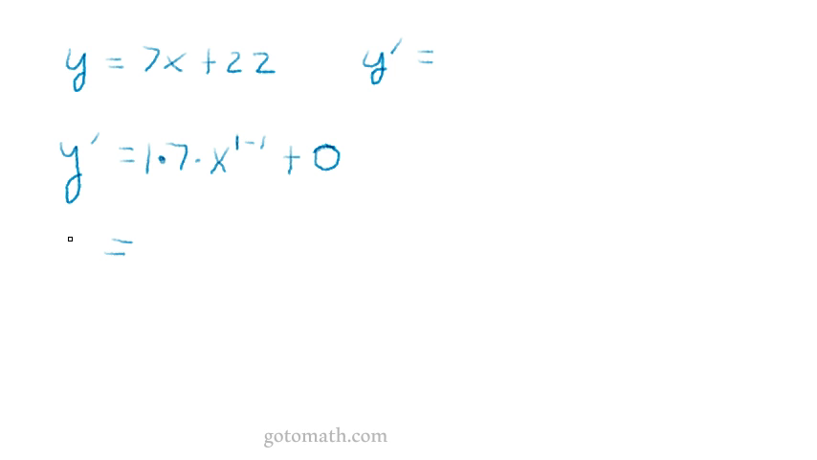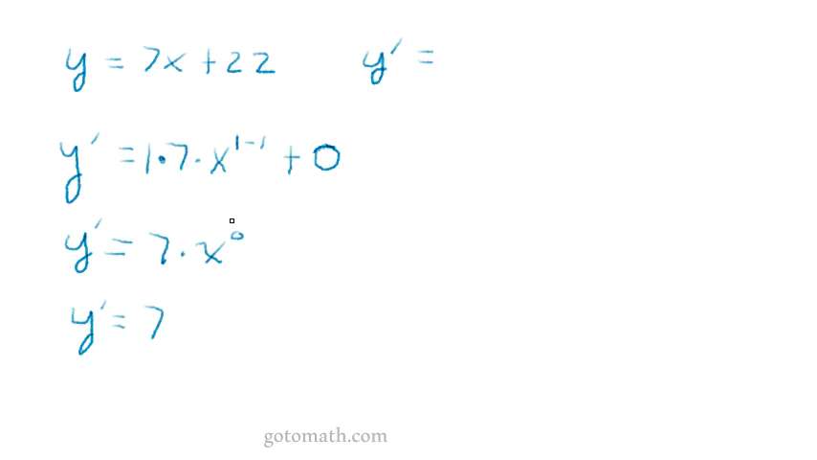So now what we're going to want to do is simplify this down. 1 times 7 is 7. Now I'm going to go ahead and write this. We'll have to write it again, and then I won't write that. But x to the 0 is 1, and 1 times 7 is 7.